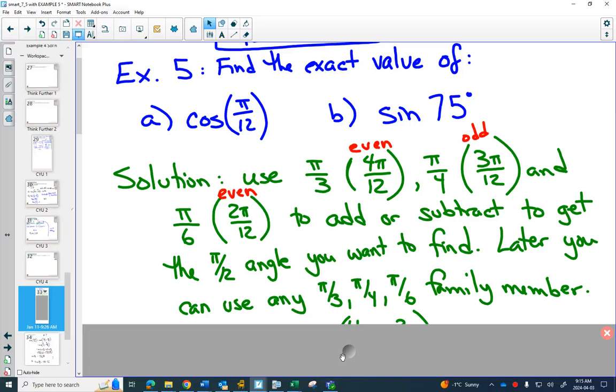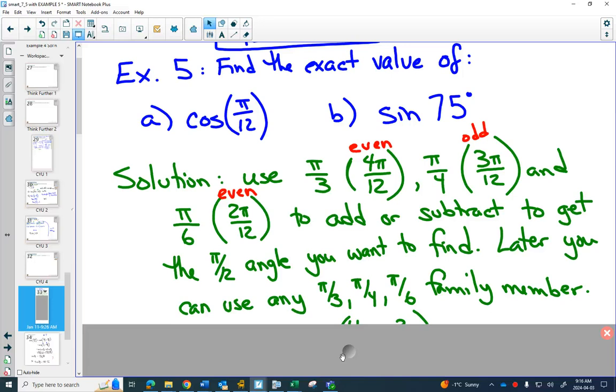We could divide, but unfortunately we don't have any identities that divide. We can't just take our answer and divide it by 2, because it doesn't follow one of our proofs. So we have to use adding and subtracting. The only formulas that we have right now are formulas that add or subtract. So the question is, could you use 2 of these angles, pi over 3, pi over 4, pi over 6, and add or subtract and get pi over 12?